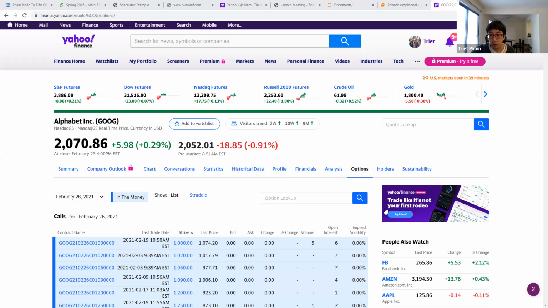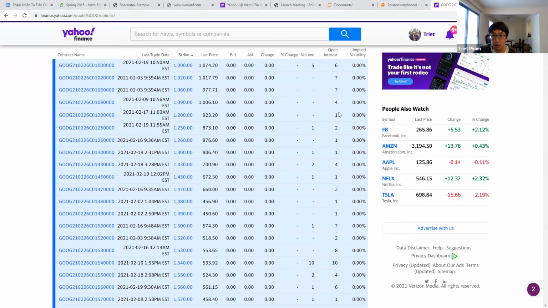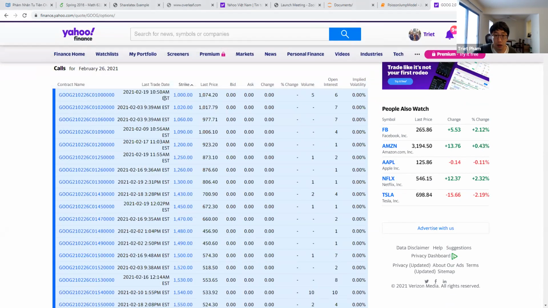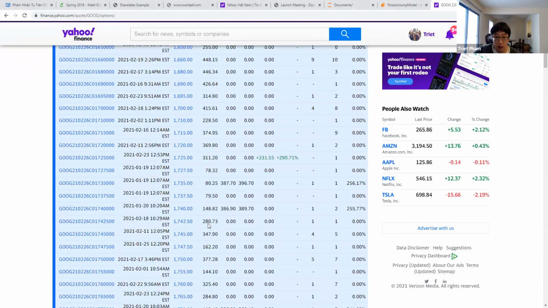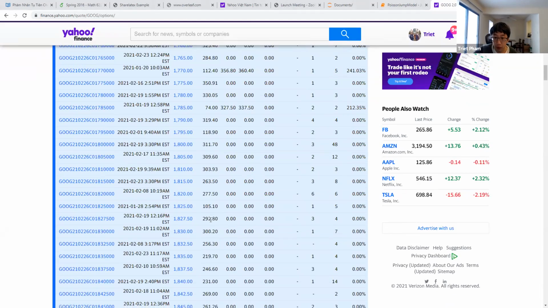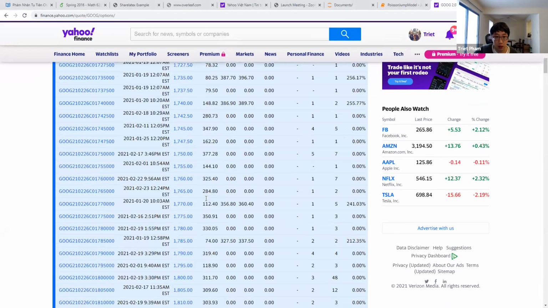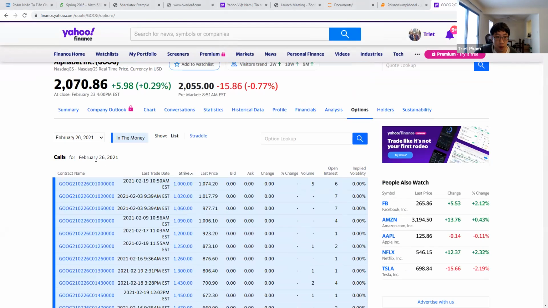All right, so you see that there are a lot of options quoted at different prices, different strikes. There's not only one single option that we look at. Second of all, what is the current price right now? The current price right now is 2,000 something, 2,070 for Google. And for a very low strike, notice they say implied volatility is 0%. Is that true? Is the implied volatility really 0% for this low strike?